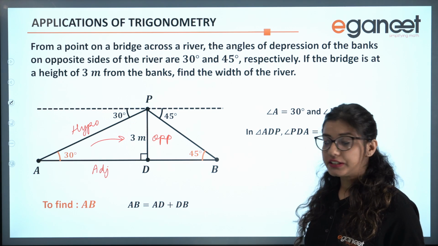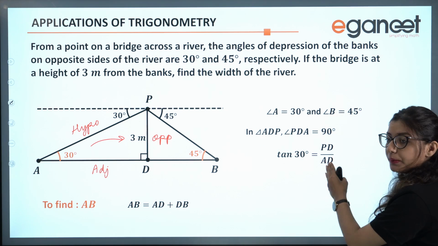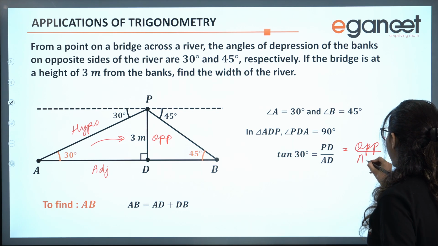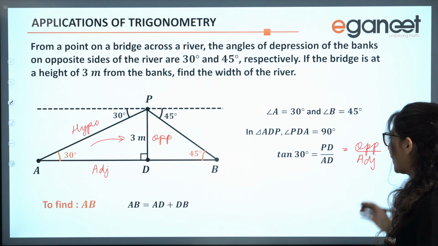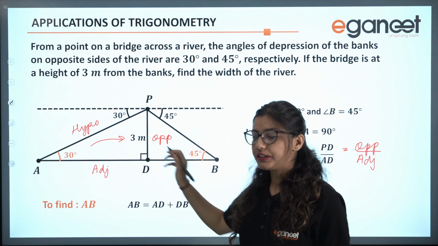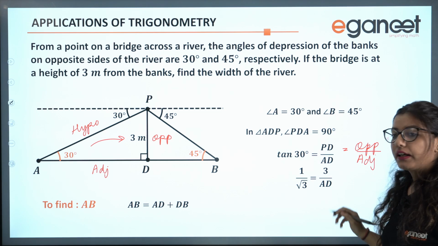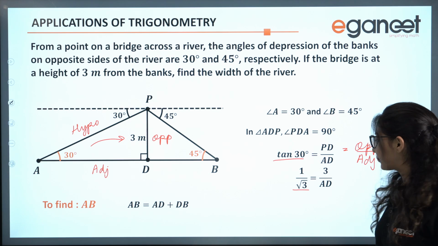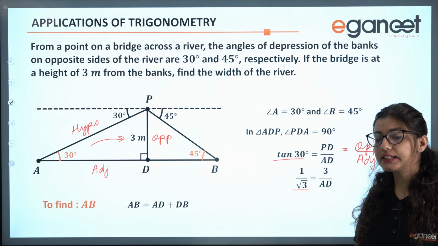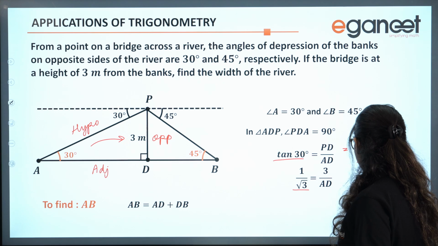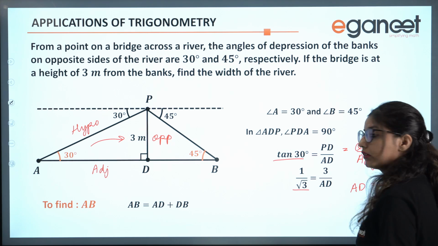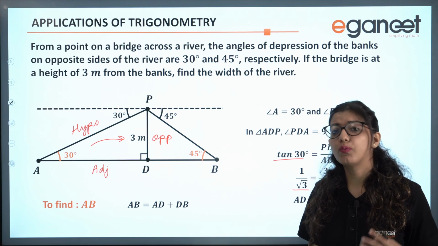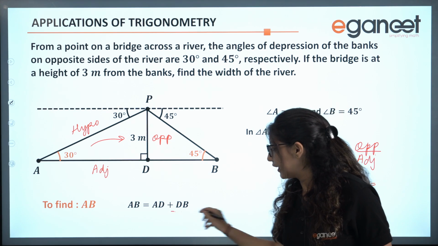Here theta is 30 degrees, right? So tan 30 degrees will be PD upon AD, that is opposite by adjacent. You agree? Right? So here PD is 3 meters and AD will be as it is, and tan 30 is 1 upon root 3, right? So what do we get AD as? Yes, we get AD as, it is 3 root 3 meters, right? Now that we have AD, what do we need to find? Yes, we are left to find DB here, right?